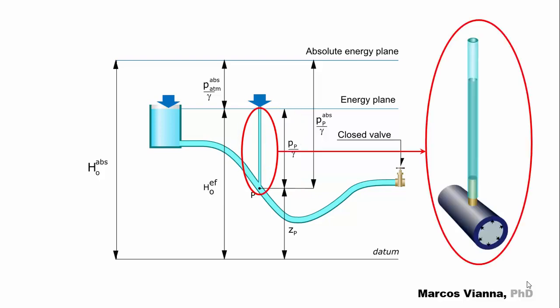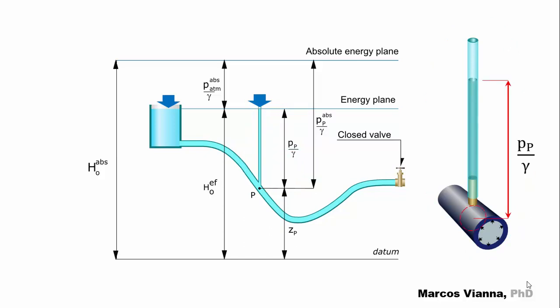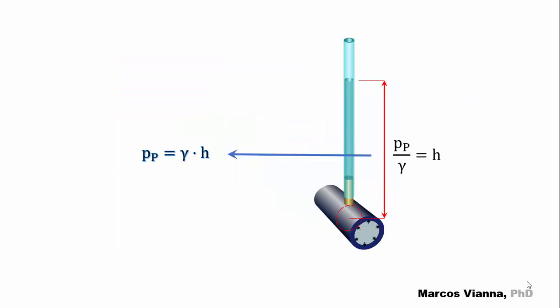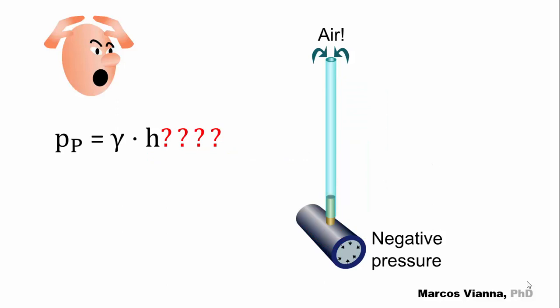We use transparent tubes like this in many practical applications. They are the simplest type of piezometer. As we've seen in other videos, the height P at P over gamma is called pressure head. Knowing its value, it's easy to know the corresponding pressure. We just multiply the pressure head by the specific weight of the liquid. But a problem may happen.